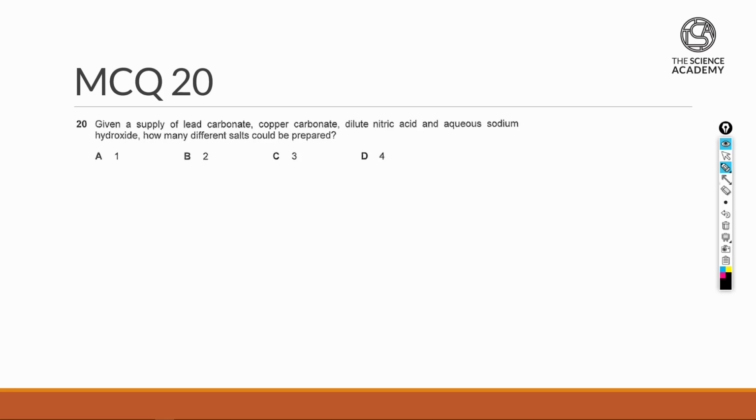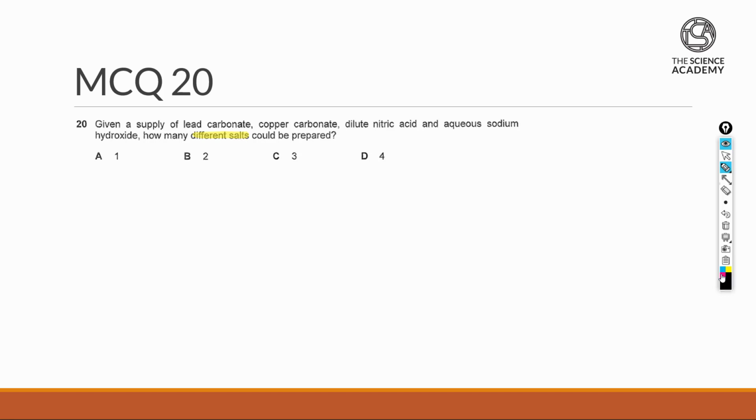MCQ 20 is a salt preparation question. We're looking at, with the reagents given to us, what's the maximum number of salts that could actually be prepared. We'll try to take a look at what the possible items that can appear are, and then perhaps comment on the yield of the reaction, to see whether the answer fits.